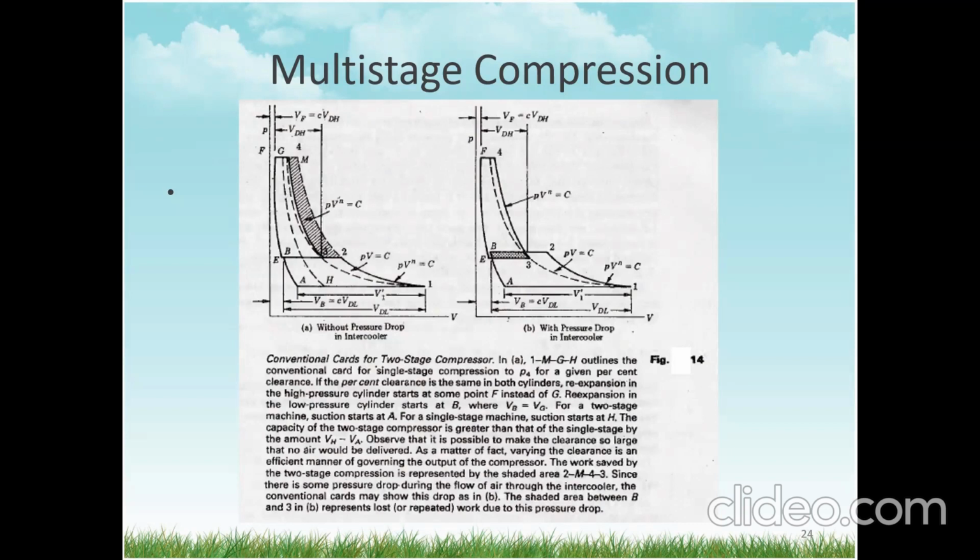Since there is some pressure drop during flow over to the intercooler, the conventional card may show this drop as in figure B. The shaded area between B and T B represents lost or repeated work due to this pressure drop. So 1, 2, 3, 4. Instead of being level, your point 3 starts lower because of this pressure drop. Okay? That is two-stage.